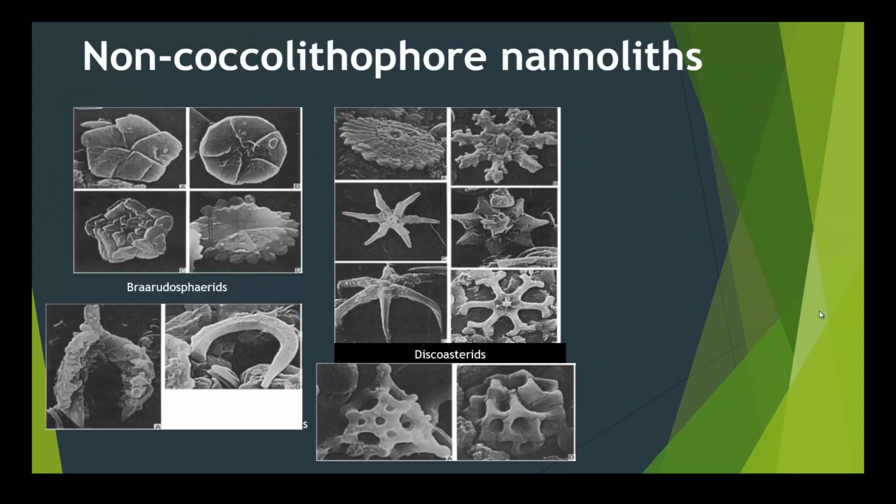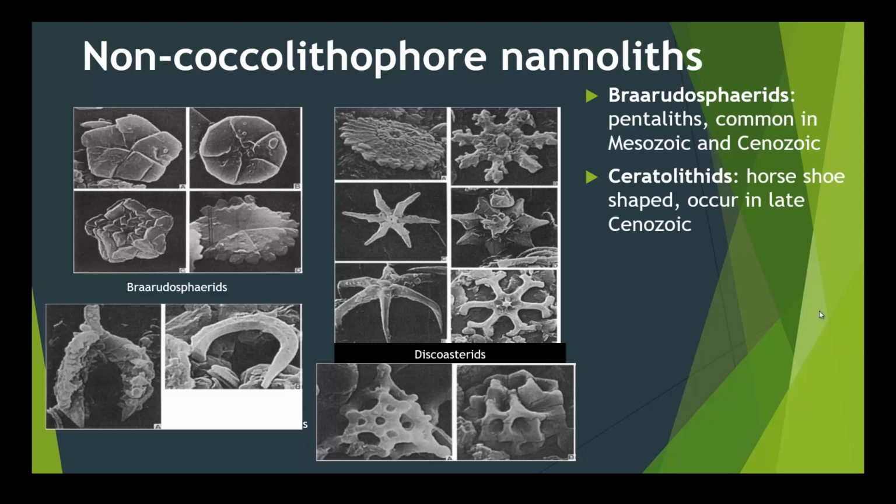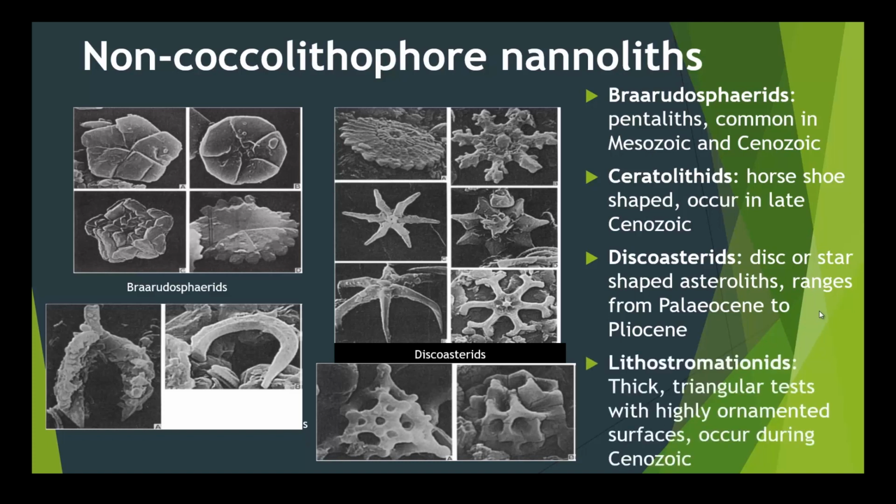They are the Bryozoans. They range in age from the Cenozoic to the Mesozoic. The ceratolithids, these are horse-shaped and occurred only during late Cenozoic times. The discoasterids, these are disc or star-shaped astroliths ranging in age from Paleocene to Pliocene times. The lithostromationids, these are thick triangular tests with highly ornamented surface, and they occur during the Cenozoic time.